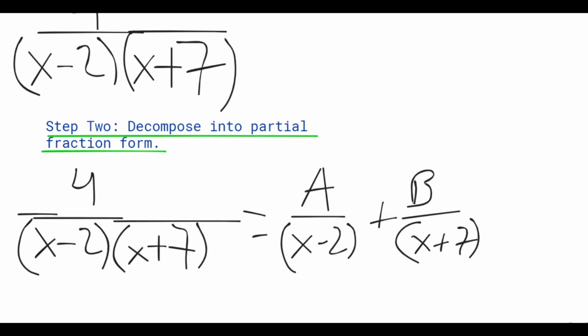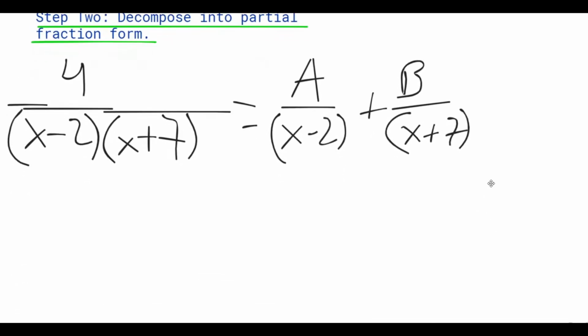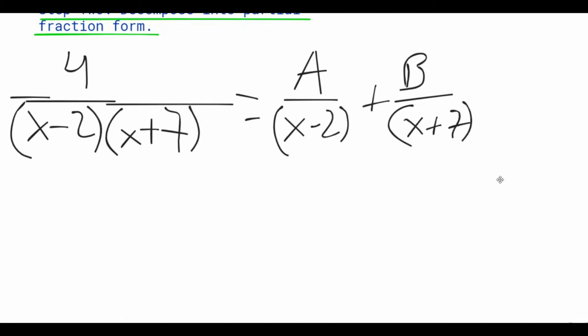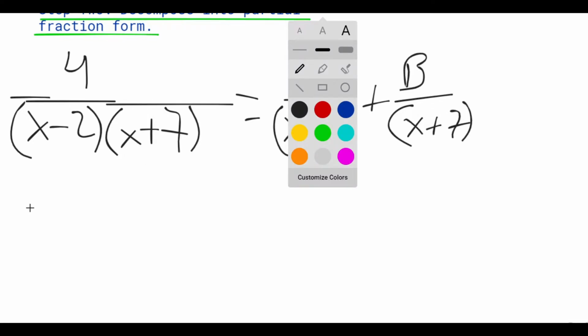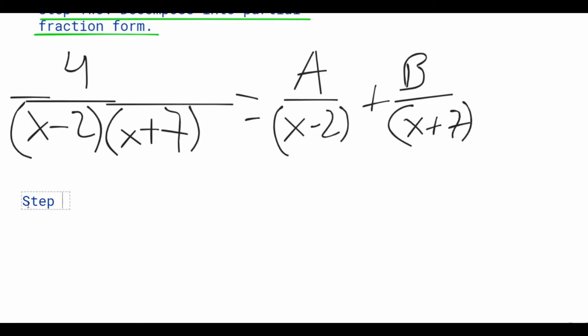If you don't know how to do this in detail, I do have a video on how to do it when it's a quadratic versus when it's repeating versus when it has a quadratic factor. So now that we have that, we can move on to step 3. For step 3, all we simply do is cancel out the denominator.